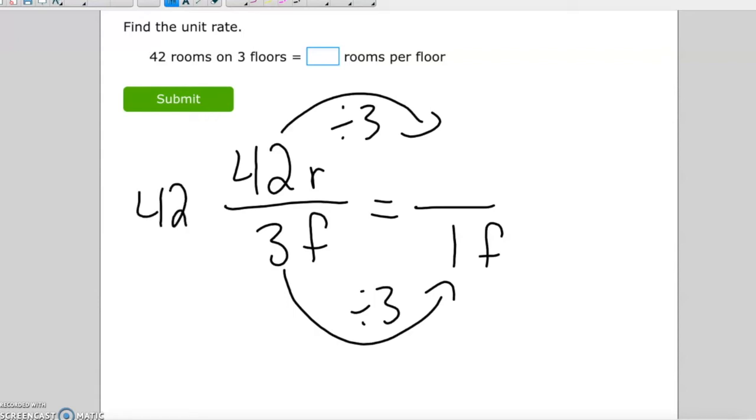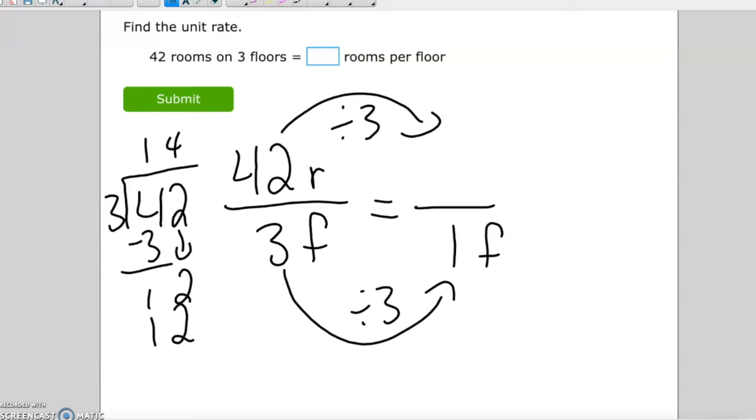Okay, I just must have picked out all of them dividing by 3 randomly. Alright, a little division here. So that means there are 14 rooms per floor. That is the unit rate. Okay? Alright.